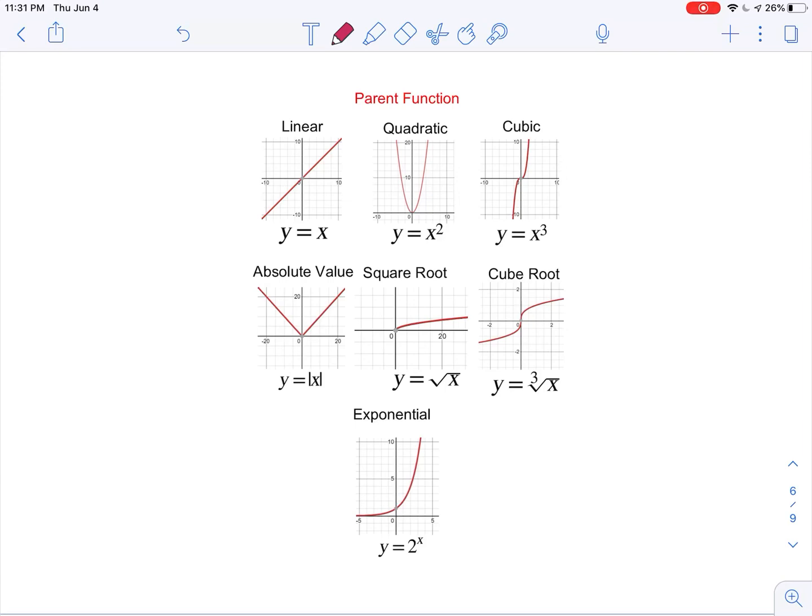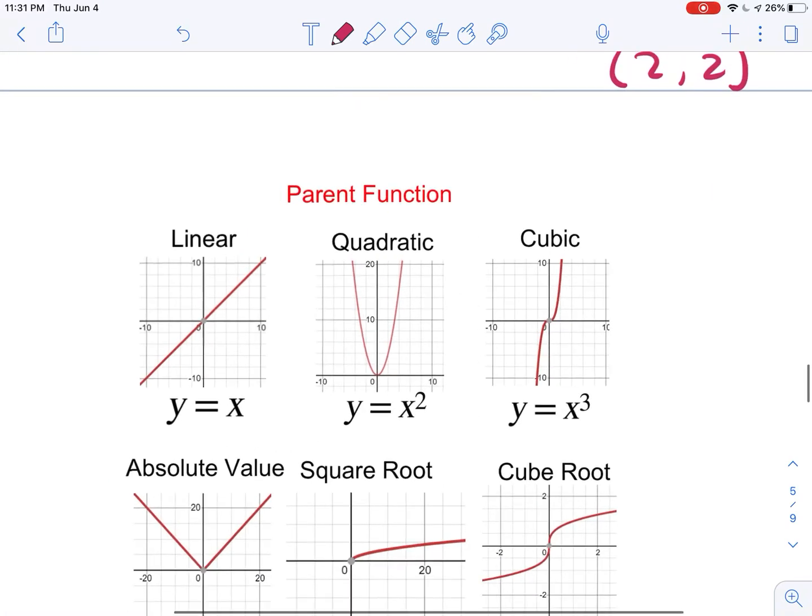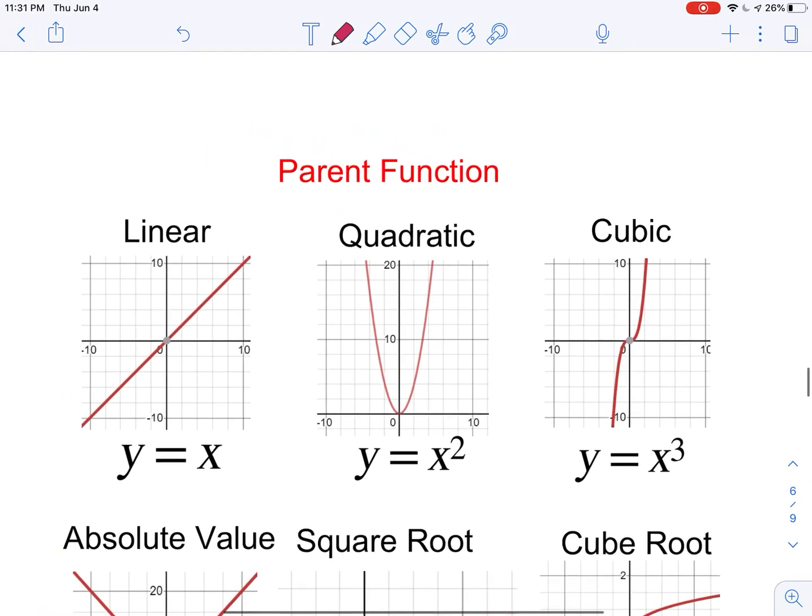Now, transformations are basically changes that are being made to a parent function. A parent function is what I would like to say the simplest form of a particular equation, meaning there's nothing being added to it, multiplied to it. It's the purest form of an equation. So 3 functions we should be very familiar with are linear, quadratic, and cubic. Okay? Their parent functions are the equations below.